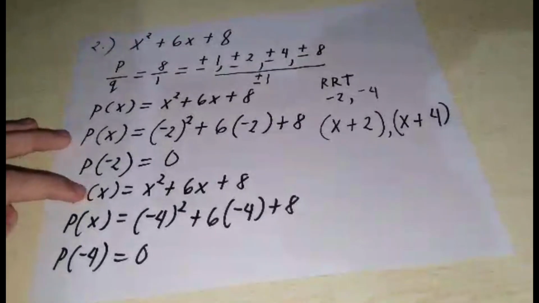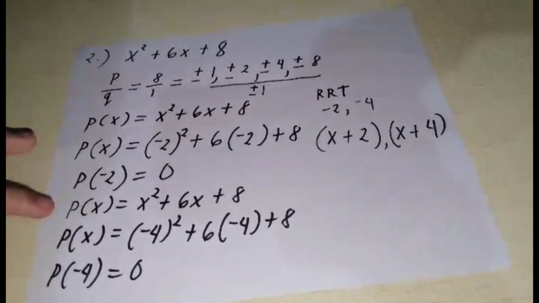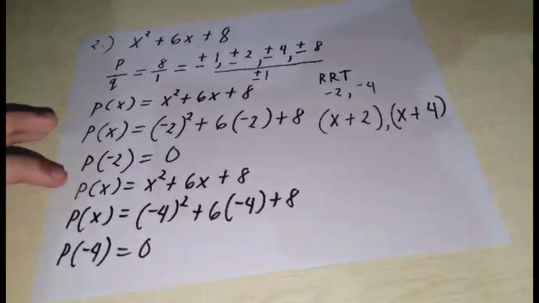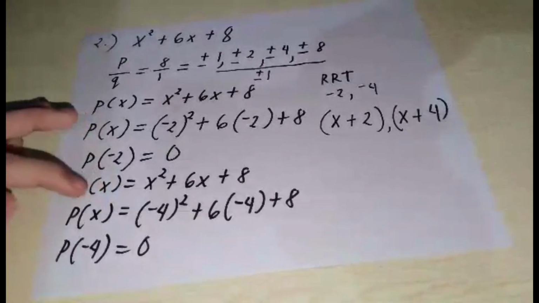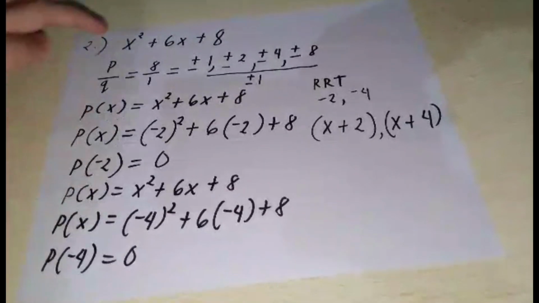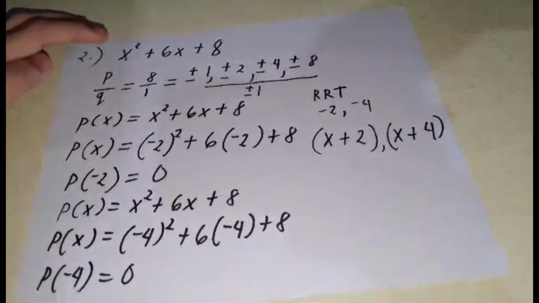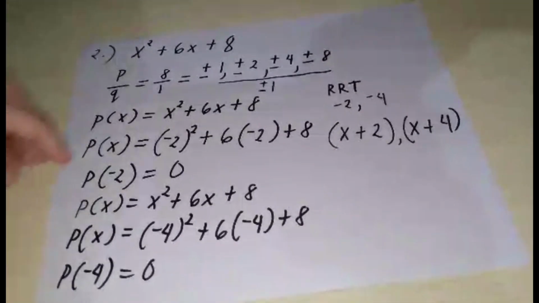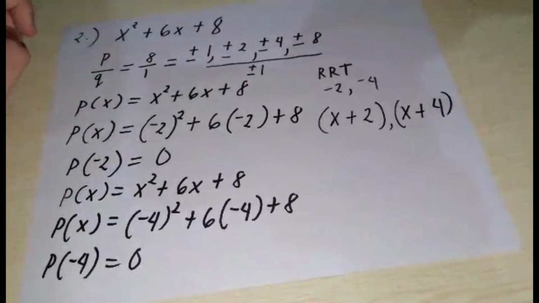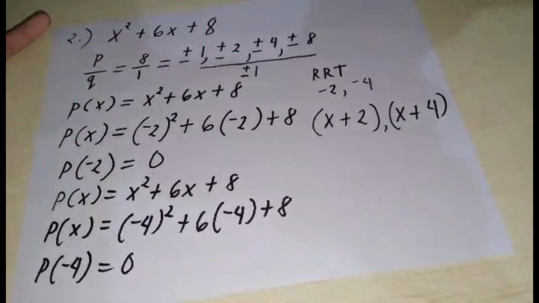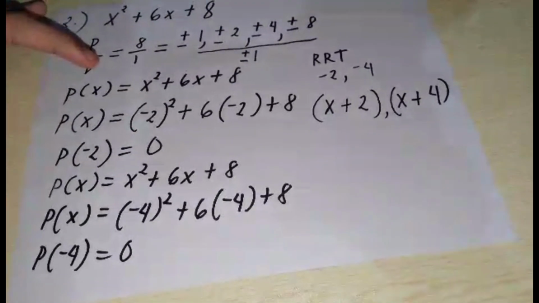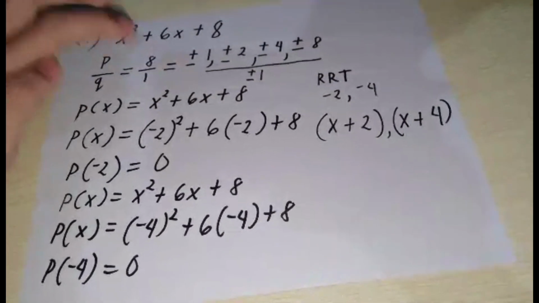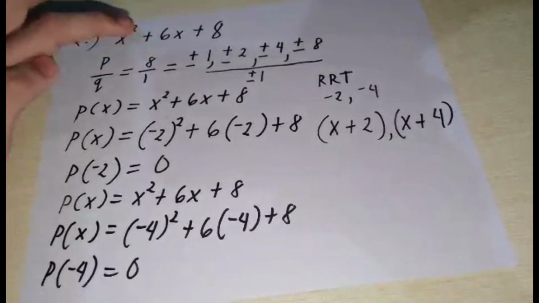And the other real root is negative 4. You just need to substitute negative 4 for x, the variable of the given problem, and the answer will be 0. So the real roots are negative 2 and negative 4. Just change the sign to find the factors from the two real roots.